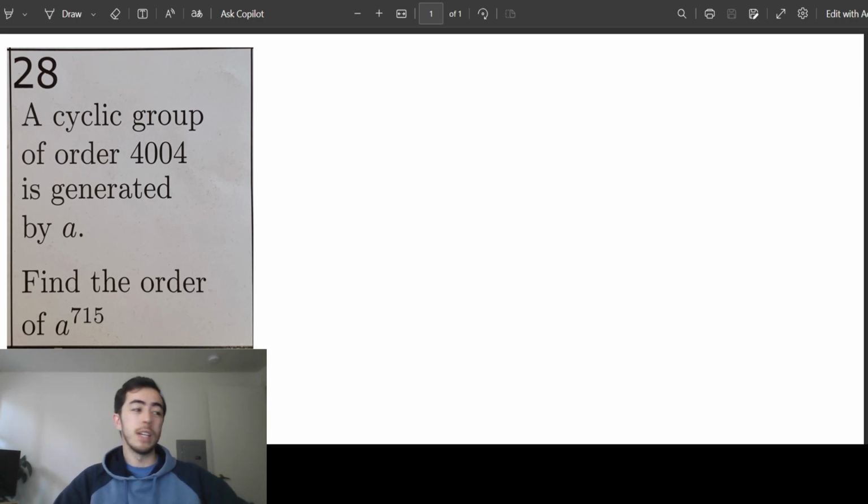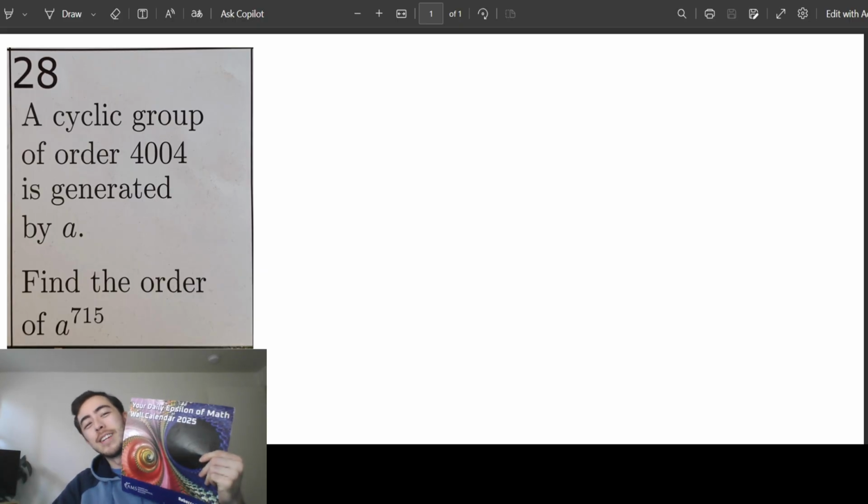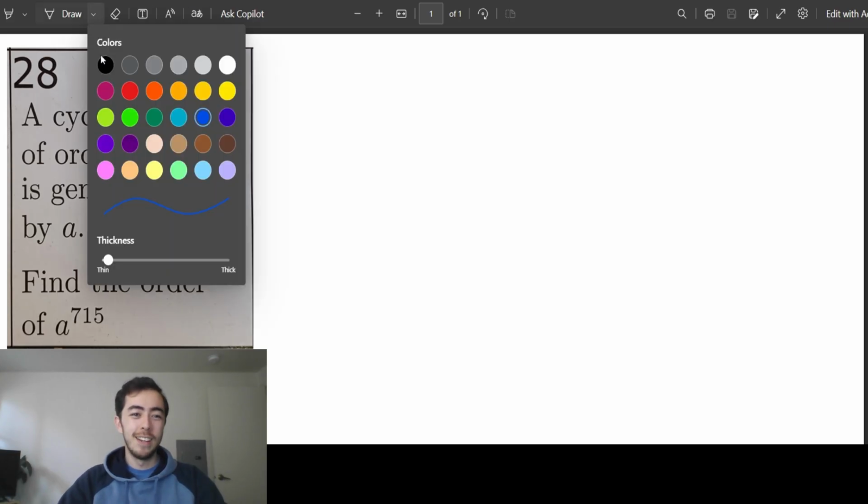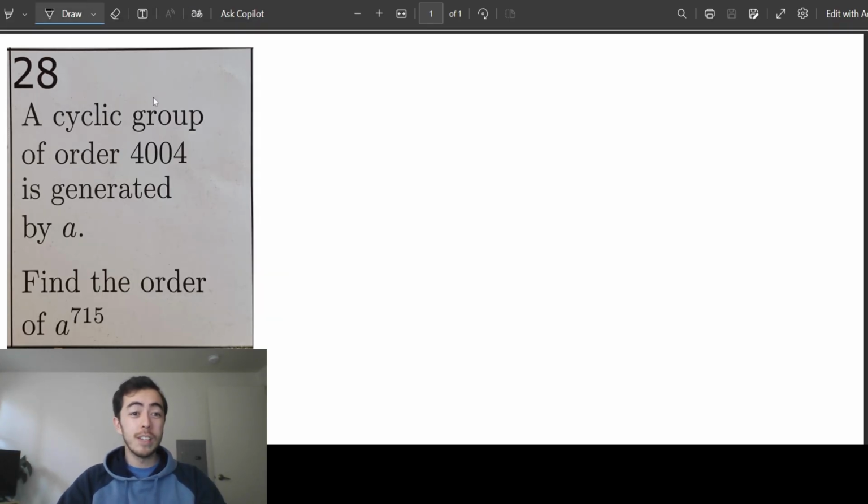Today's October 28th, and we're solving problem 301 from the Daily Epsilon calendar. And the answer today should be 28 because that's today's date. So we have a cyclic group of order 4004, and it's generated by A.